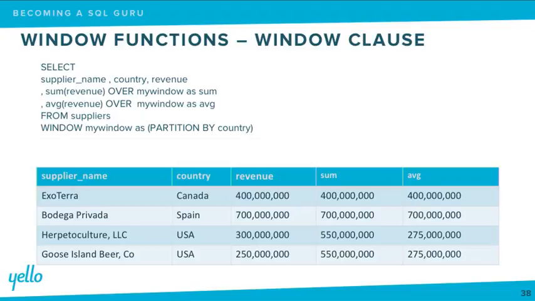We can do that with a window clause. In this case, we have our sum of revenue over my window, because I'm very creative. And then we have our average revenue also over my window. And my window is defined at the very end of my statement. This way I can define it once and reference it repeatedly throughout my query. Any questions on that?